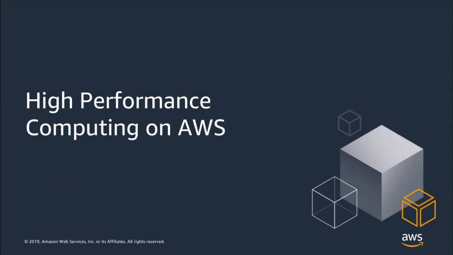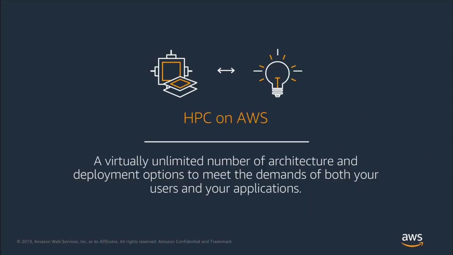So first, why run HPC applications on AWS? AWS provides you with a virtually unlimited number of architecture and deployment options, allowing you to pick and then only pay for what is best for your applications and your users. As an example, there is no need to over-provision extra memory for all your jobs simply because you have one extremely high memory application. Similarly, pick the storage option that is best for your application and your budget.